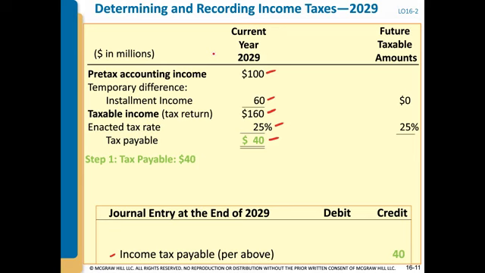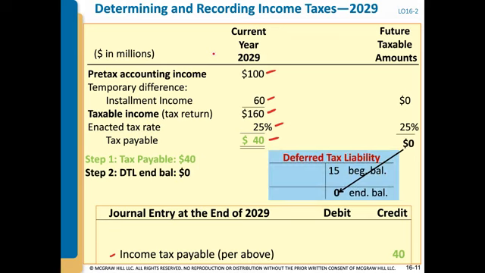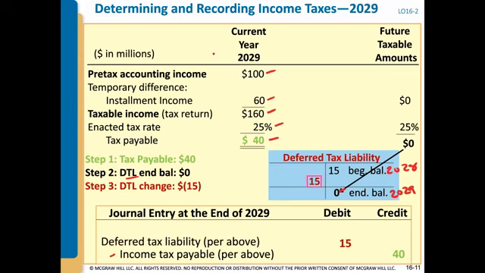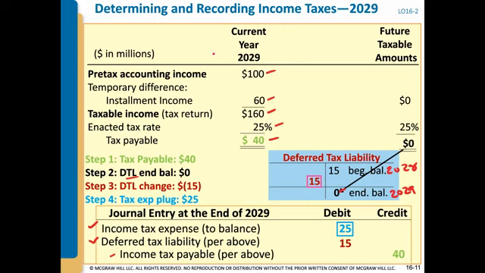Step 2 is going to be calculate your ending deferred tax liability. Now we have nothing in the future related to this particular temporary item. So our ending deferred tax liability should be 0. Our beginning from 2028 was 15 million. Our ending is 0, so we need a debit to deferred tax liability of $15 to make that happen. And step 4 is going to be our plug to income tax expense, debit $25.